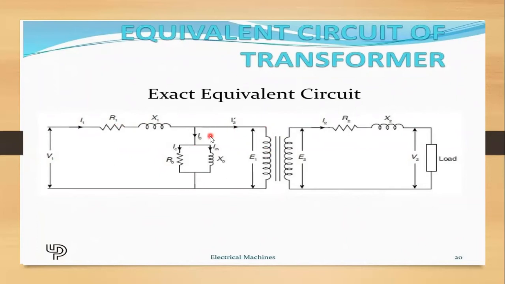Here I0 is called the no load current of the transformer. The no load current can be divided into two components: the magnetizing component and the wattful component.